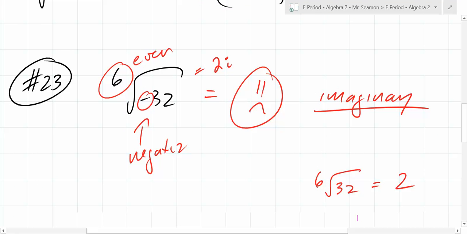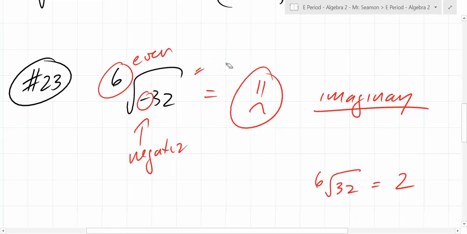Look. 2 to the 1st. I started counting with my fingers wrong. Thank you. That's what I was kind of thinking to myself, like, wow, this is too nice. 2 to the 6th is actually what? 64, right? So here's the thing.